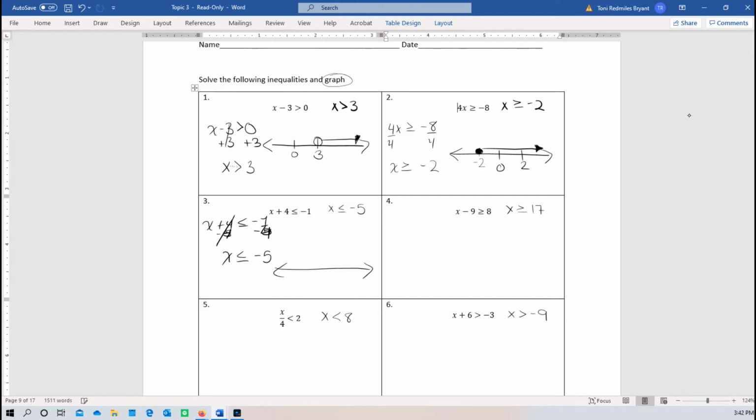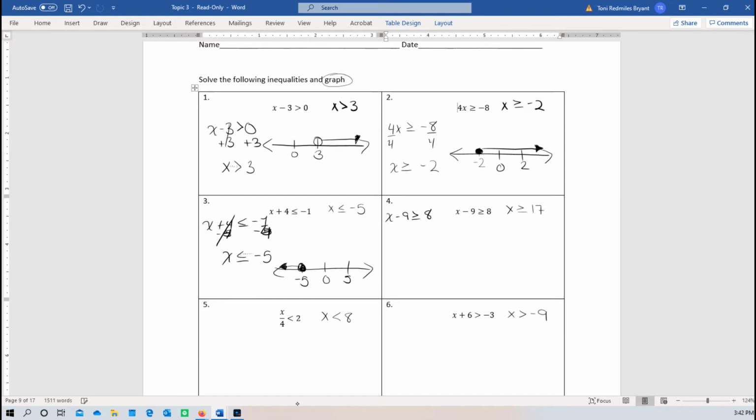Now remember, put that little line in there to see which way you go if you're stuck. We know x is on the less than side. So if it's less than negative 5, then the line for less than is to the left. You can put that little line in there to see which way the arrow points if you need to.